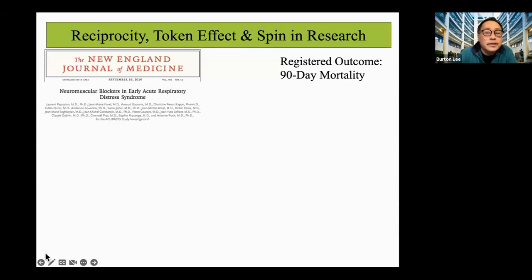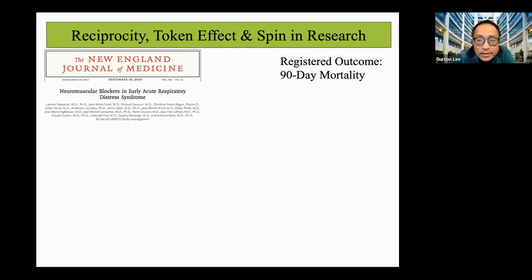So here is an example from the critical care world. This is a paper called the ACURASYS study. This is a study of using a paralytic medication called cisatracurium for patients with ARDS. This paper was published back in 2010. What they registered as their primary outcome for the study was 90-day mortality. In other words, alive or dead at 90 days.